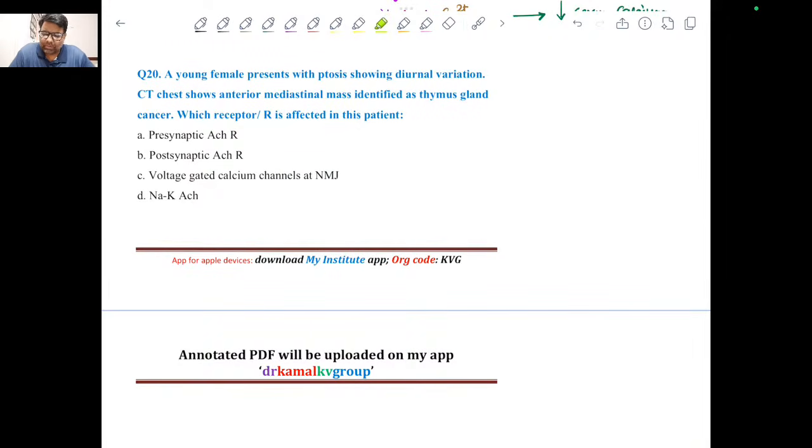A young female patient presents with ptosis showing diurnal variation. CT chest shows an anterior mediastinal mass, which is a thymus gland cancer. Which receptor is affected in this patient? Now I think the moment you go through the question stem, you must have reached your diagnosis of the clinical condition given here. Yes, Priya, absolutely right. So let us take the keywords first.